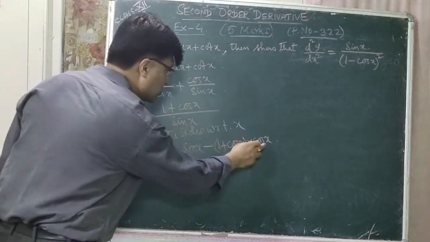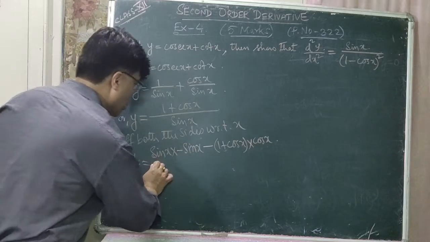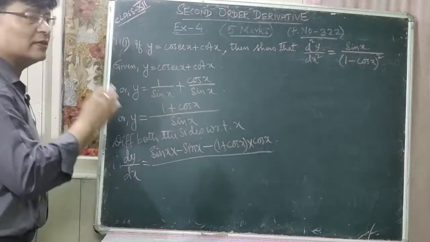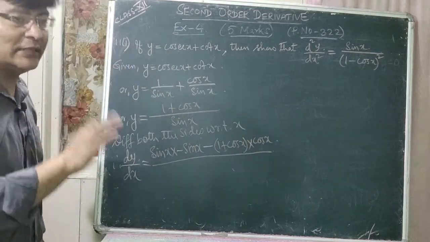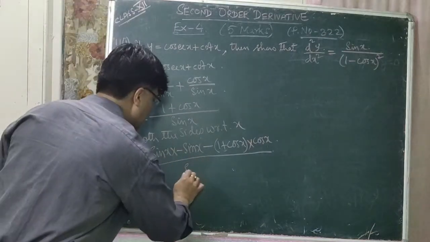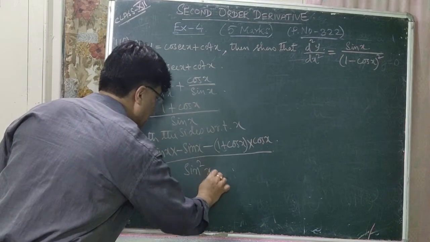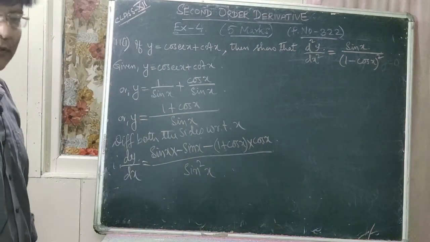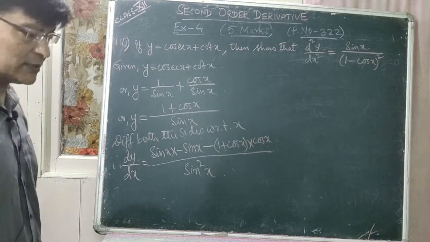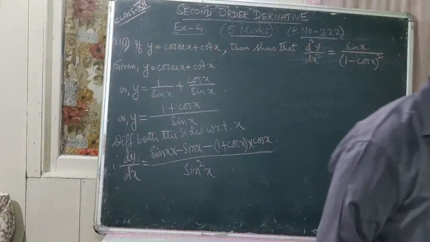Sin x differentiation is cos x. So whole divided by, in the denominator you have to write denominator whole square. That is your sin square x. So I think you have understood it. So let's simplify it again. So you can copy it.